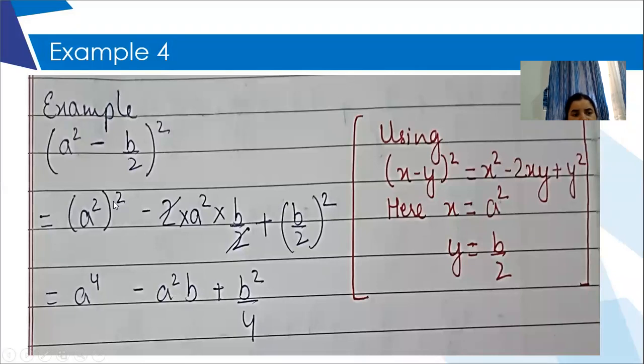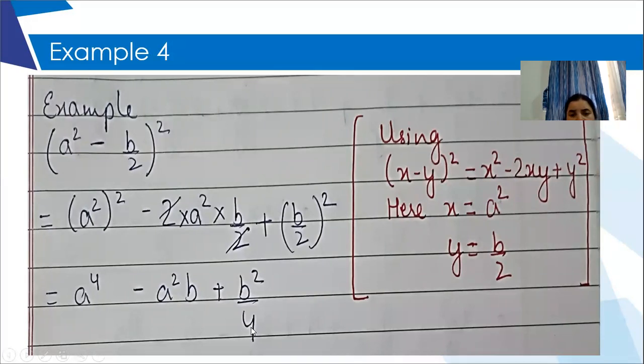After further solving, this is a raised to the power m, whole thing raised to the power n. The powers get multiplied. So 2 multiplied with 2, and you will get a raised to the power 4. Minus 2 in the numerator and 2 in the denominator will cancel, and the only leftover thing is a square b, and the square will be applied to both numerator and denominator. So you'll get b square by 4, and this is your final answer.